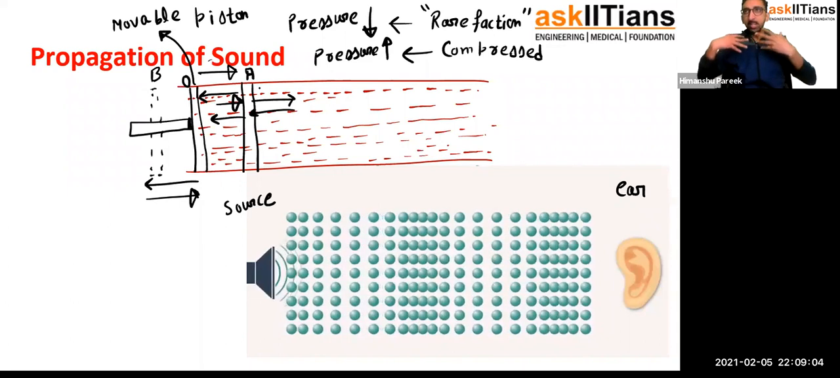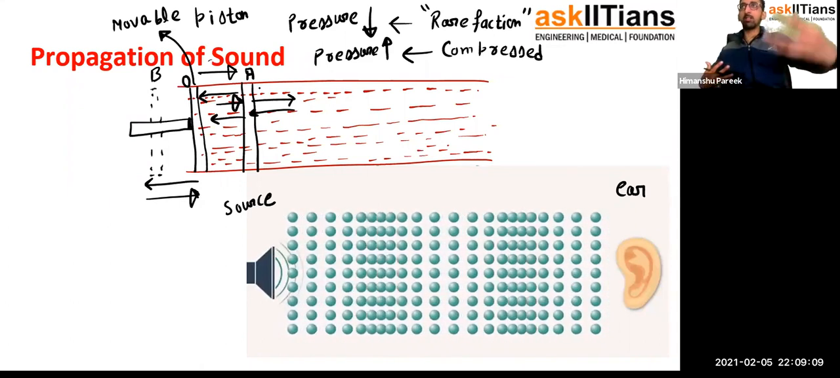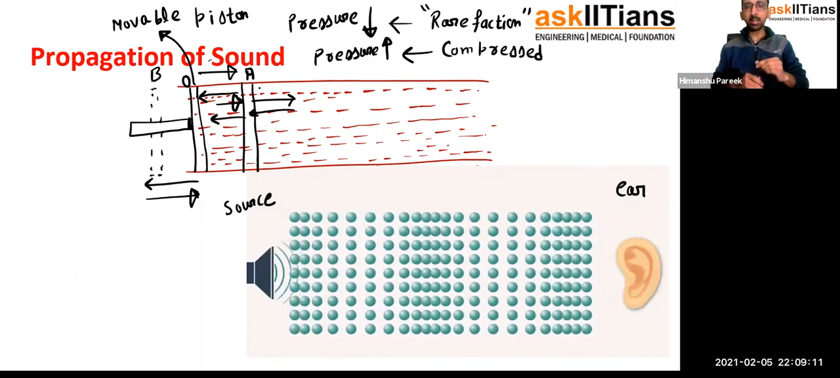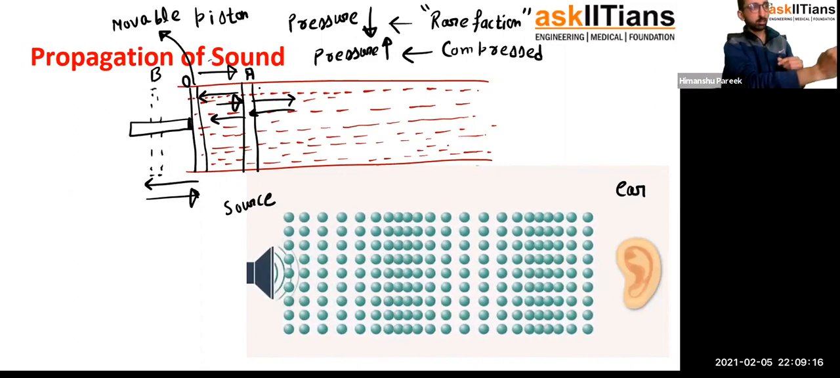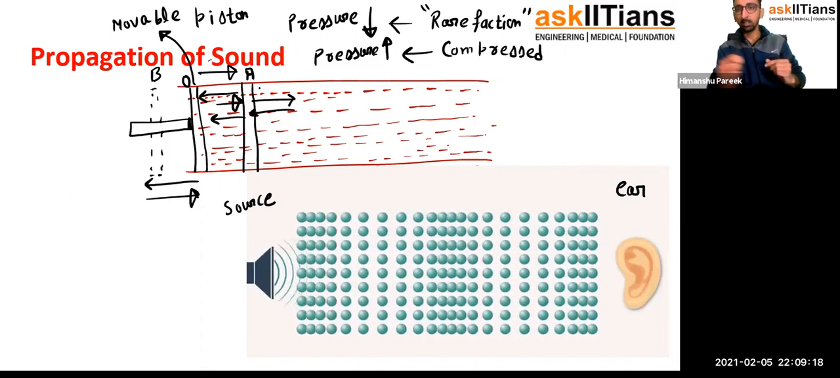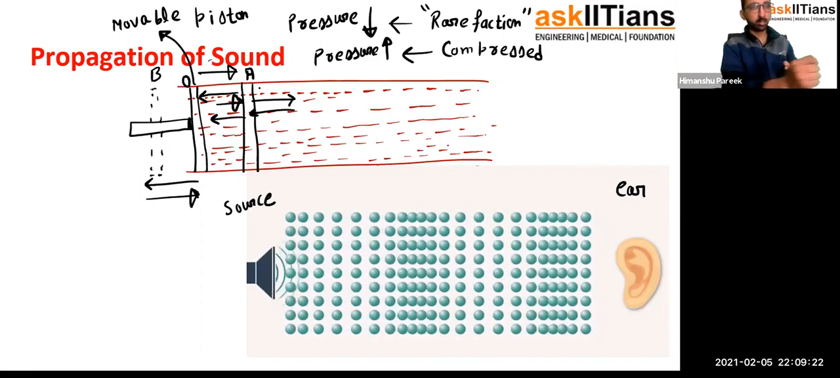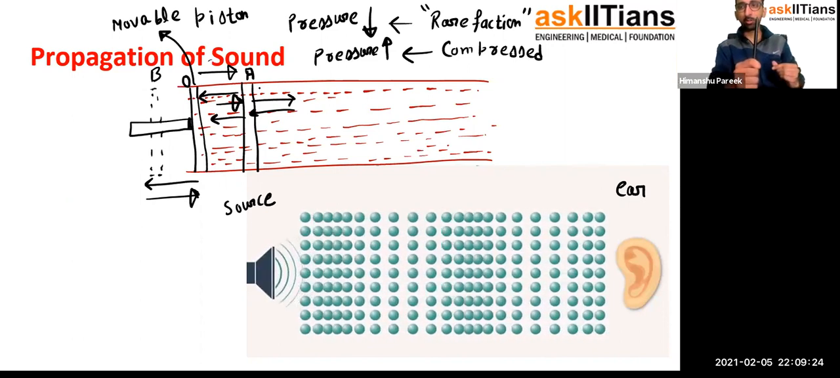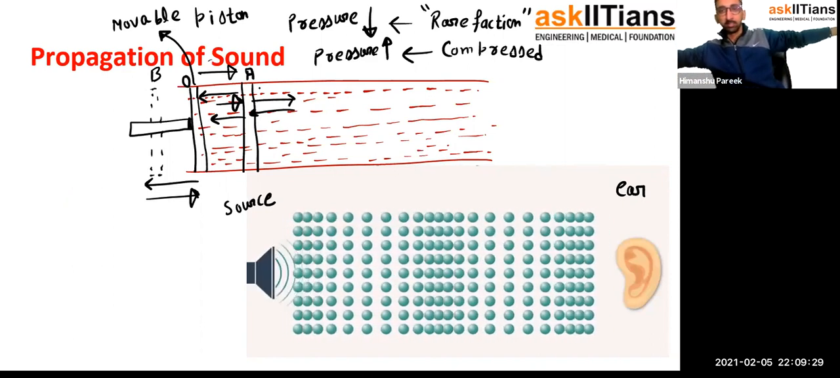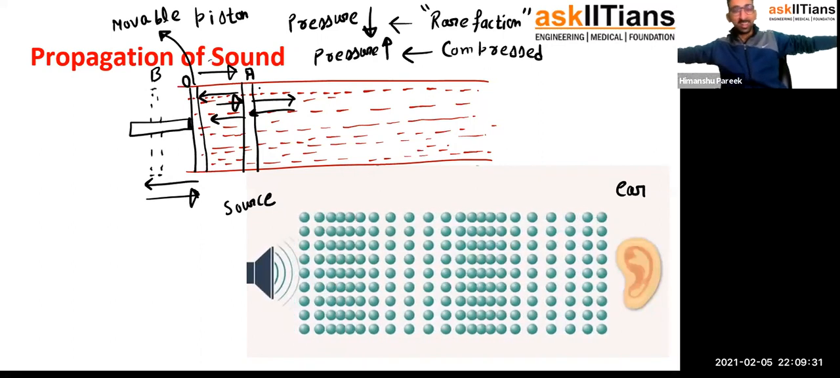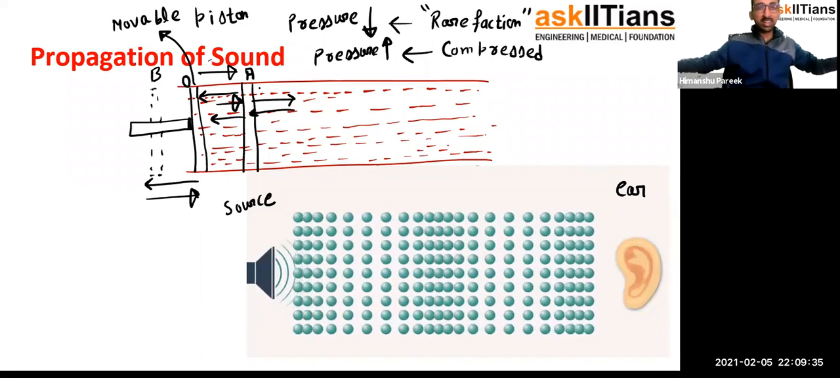We are producing compression and rarefactions in the medium, and that compression and rarefaction is traveling forward. If you look at one particle, it is just going forward, coming back to the original position, then going this way, and coming back to the original position. So everyone is dancing at their own position like this, right? That's it. That's the production of sound.